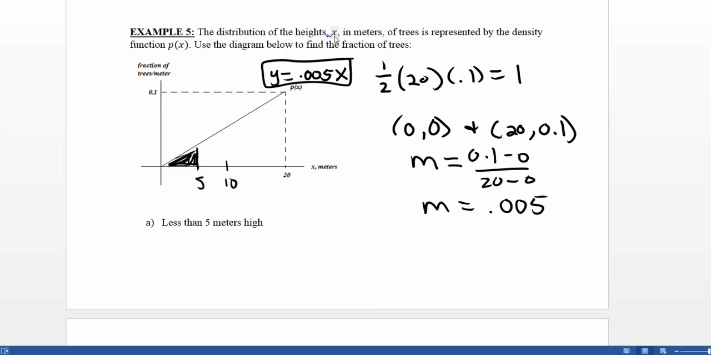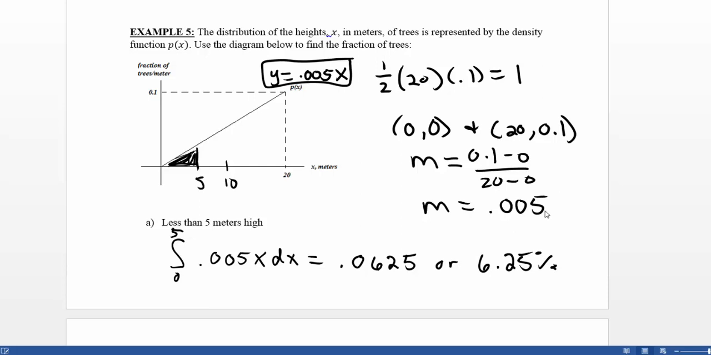And it only exists from 0 to 20. That's where we stop. So we have a restricted domain. So if we want to know how many trees are less than 5 meters high, we can certainly use our third function of density functions and integrate from 0 to 5. We're going to integrate our density function, 0.005x dx. This is a definite integral, so we can either do it by hand or we could plug it into the calculator. Either way would be fine. And we will get 0.0625, or equivalently 6.25% of trees are less than 5 meters high.